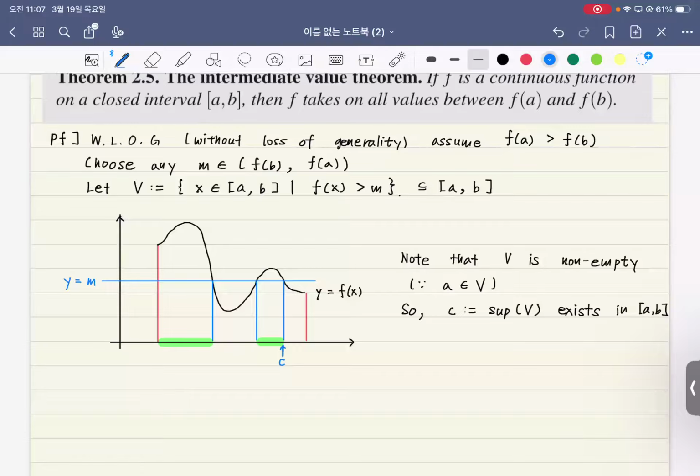Okay, so now what? We proved the existence of this point c, and what I'm going to show is that the function value at this point must be precisely m. If I can show that, then this proves the intermediate value theorem.